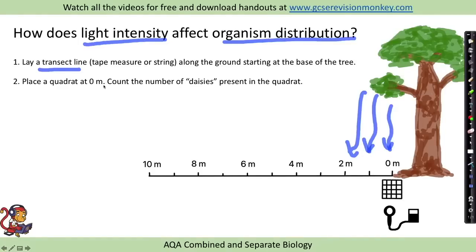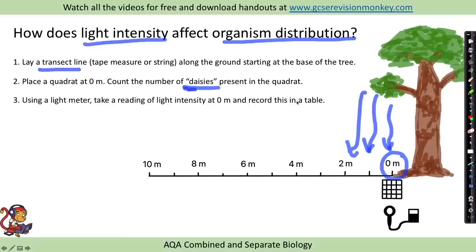We would place a quadrat at the 0 metres mark and count the number of organisms, so for example daisies, or it could be something else that you're looking at, present in the quadrat. We would use a light meter to take a recording of the light intensity and record this in a table.